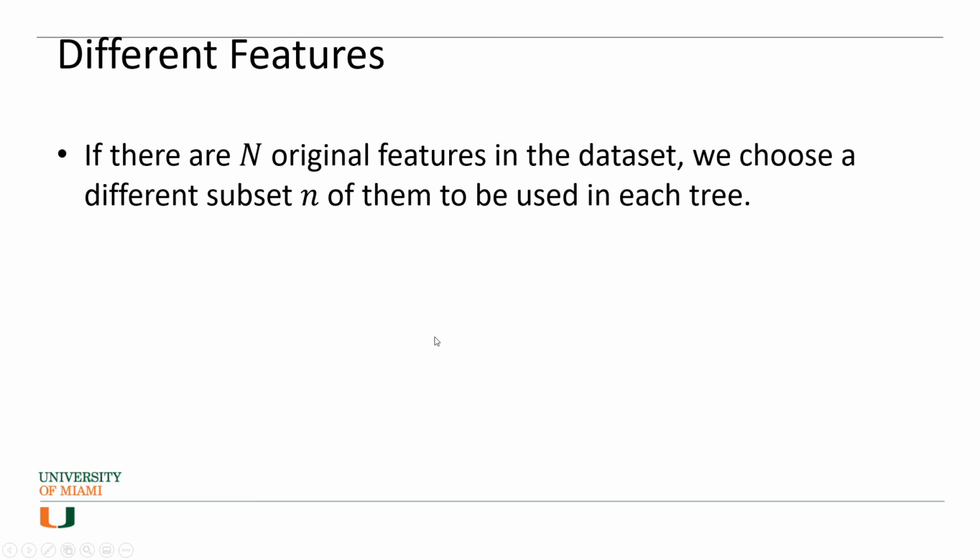Now, the other strategy is to limit the number of features that each tree can use in order to split the data sets. Suppose that the original number of features in our training data set is capital N. We randomly choose a smaller subset of those capital N, here shown by a small n, and tell the tree to train itself only based on those limited features.